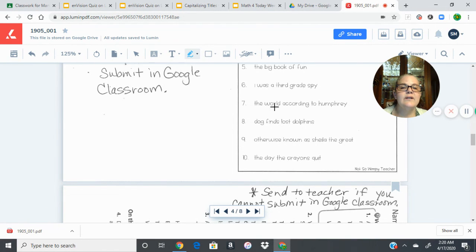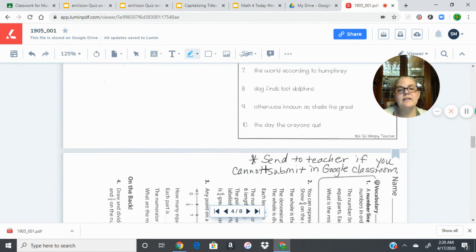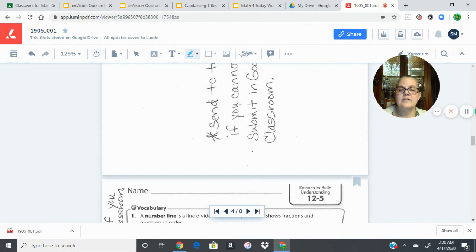So we're going to be writing it correctly. Which words need to be capitalized? Which words can we leave not capitalized?